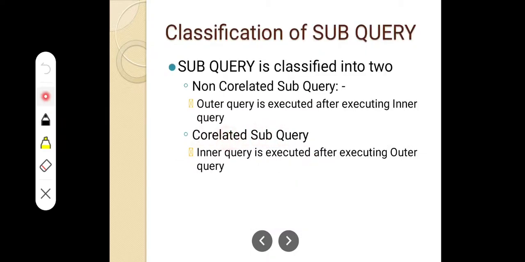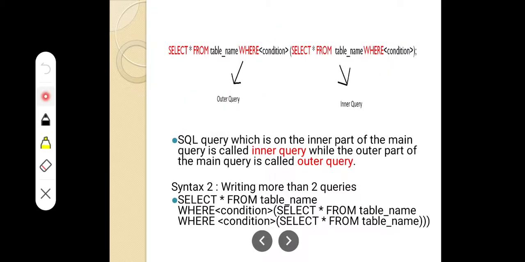Next is the correlated subquery. What is a correlated subquery? It is just the opposite of the non-correlated one. A correlated subquery means the outer query will be executed first, and after that it will move to the inner query. These outer and inner queries will be executed multiple times.